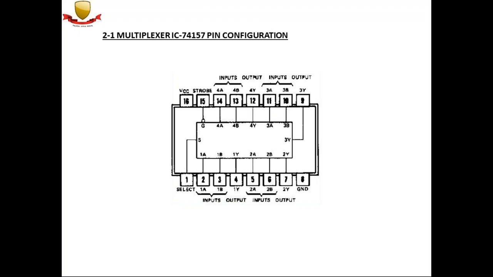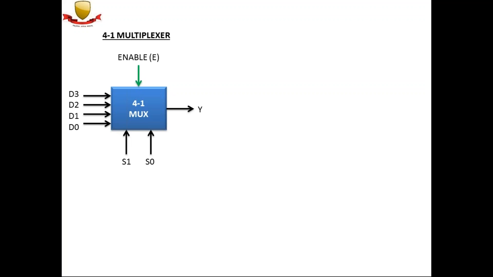Now, in a similar case we can try to understand the 4 cross 1 multiplexer as well. Here also, this enable is continuously low. Now we are going to demonstrate how it actually works. Let's say this is our truth table. I'm going to plot S1, S0 as associated to the output. This time both S1 and S0, these are the select lines, are low.